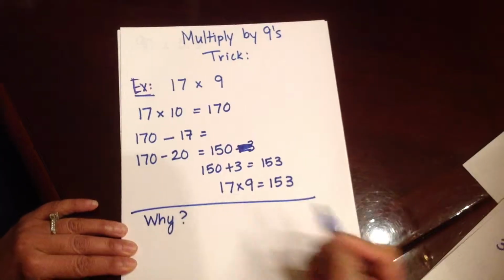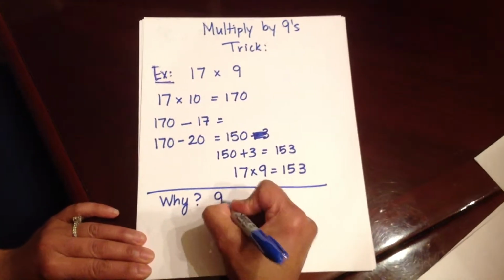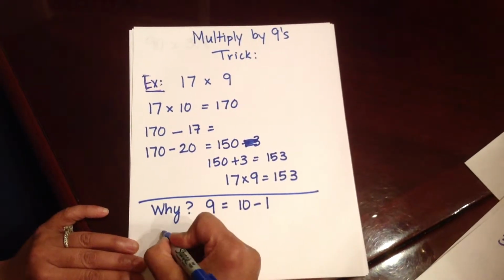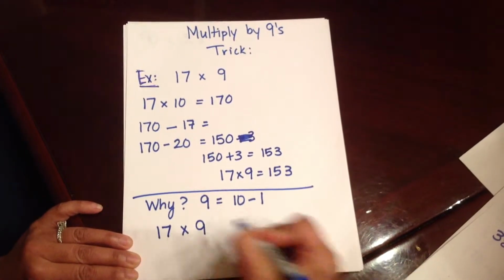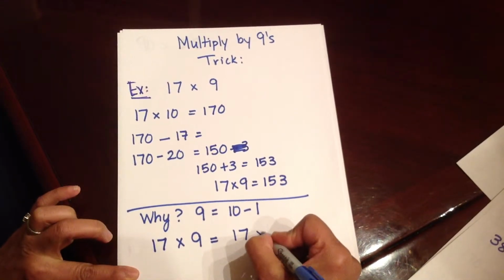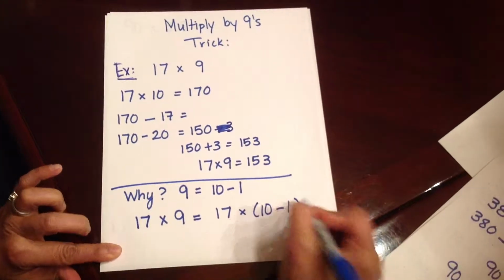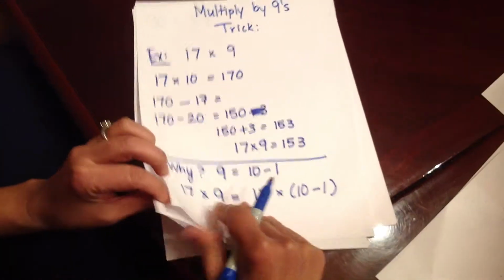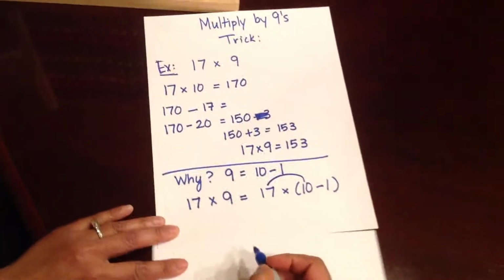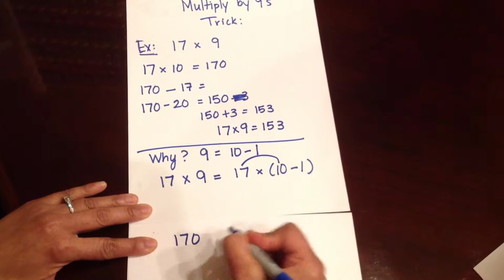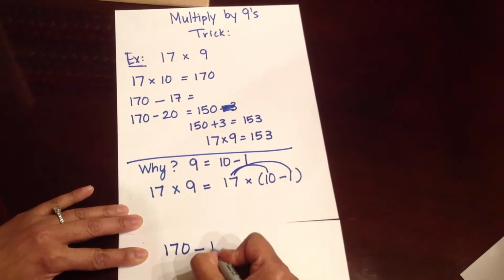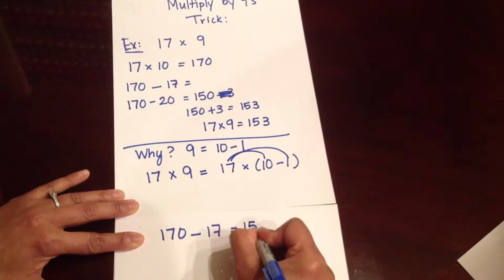Why does this work? Well, we know that 9 is equal to 10 minus 1. So when we multiply 17 times 9, it is the same as multiplying 17 by 10 minus 1. And by the distributive property, we're going to multiply 17 by 10 and get 170, minus 17 times 1, or 17, and you will get 153.